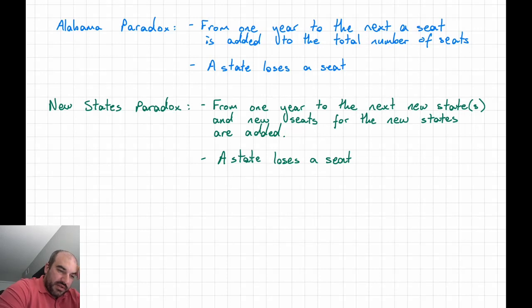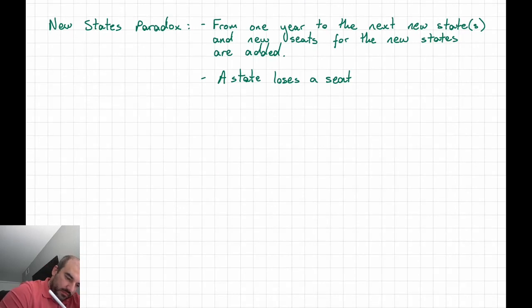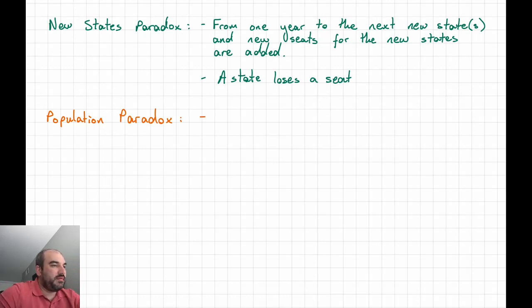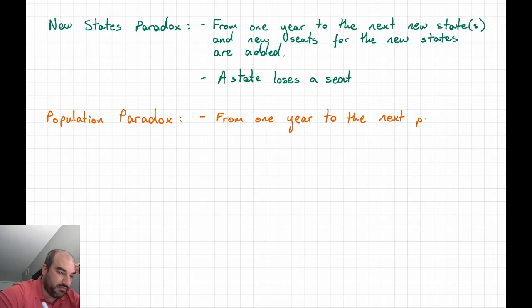Okay, and then finally, what's the third paradox we have? Population paradox. Thank you. And can you tell me a little bit about the population paradox? It's like when one state has a significant increase of population compared to another, but then they lose more seats than the other one. Good. From one year to the next, populations change.